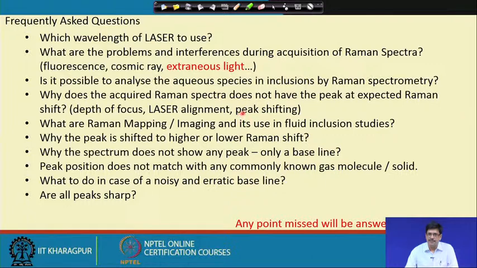In such systems, we use a standard material for checking the calibration or the peak positions. For example, a silicon crystal is used to check whether the Raman shift is coming exactly at the same position as expected, and the instrumental parameters could be adjusted to get the known peak at the proper position. If that is so, then we would definitely get the desired signals at the expected peak positions as mentioned in the literature.